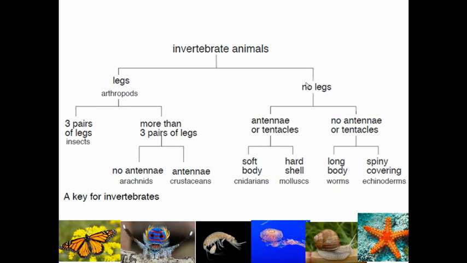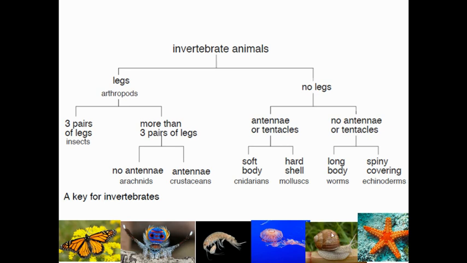If an invertebrate has no legs, it has antennae, and it has a hard shell, it's a mollusk. If we think about our snail, let's have a look at him. He hasn't got any legs. He has antennae, you can see them here.